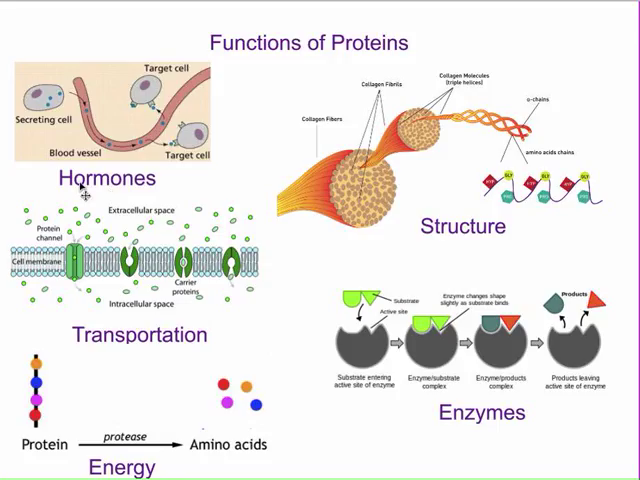The first function is going to be hormones. Some proteins function as hormones. They're created in one part of the body, sent out of those cells into the bloodstream, where they go to another part of the body, and they send some message to those cells in the other part of the body. So they act as chemical messengers.